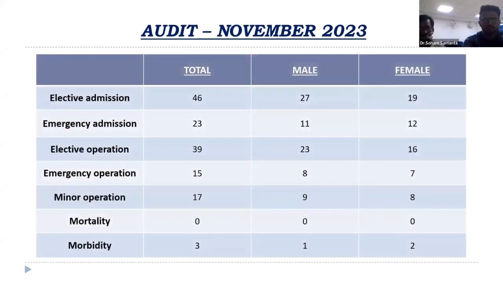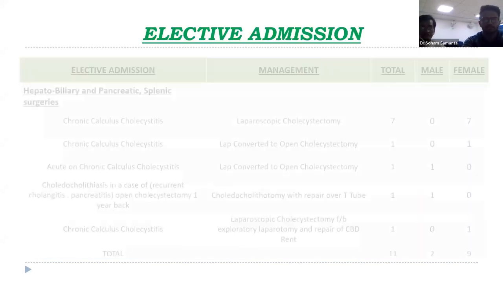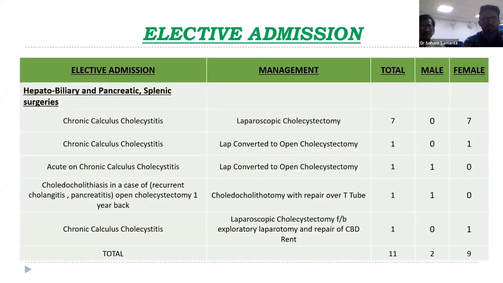Total elective admissions 46, emergency admissions 23, total elective operations 39, emergency operations 15, minor operations 17, mortality 0, and morbidity 3. In hepatobiliary and pancreatic and splenic surgeries, 7 cases of chronic calculus cholecystitis for which laparoscopic cholecystectomy was done.